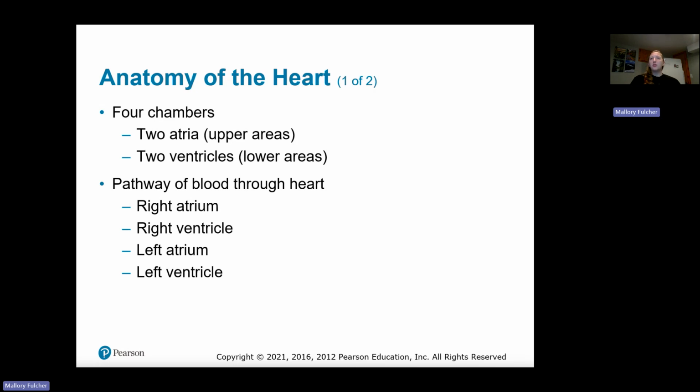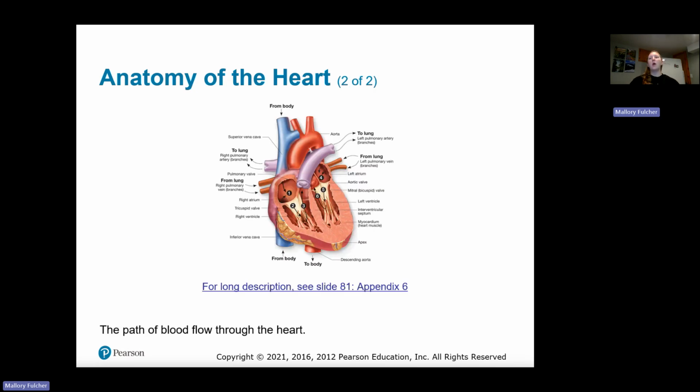The pathway of blood through the heart isn't important for us right now. We will talk about it when we get into this a little bit more in depth. But you can see here how things are structured. We've got veins coming into the atrium, blood getting pumped out into the lungs, coming back into the heart, and then getting pumped out through the ventricles, through the aorta, and to the rest of the body.